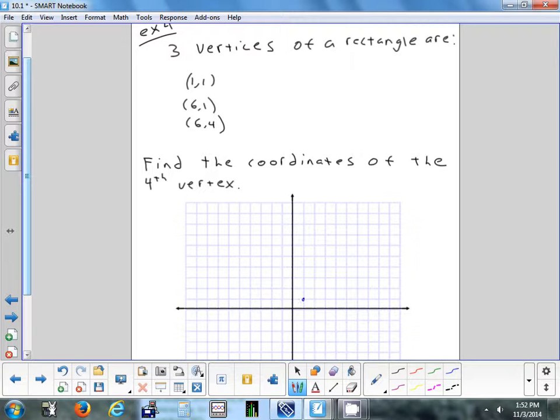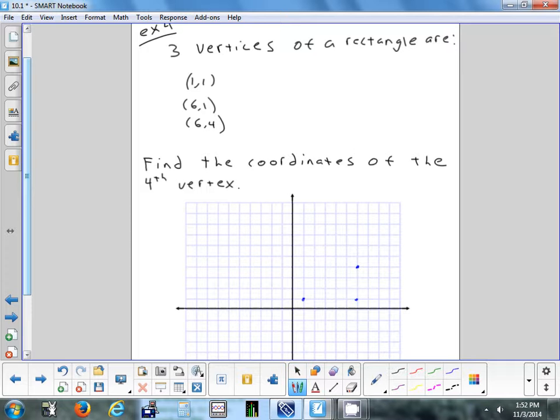Isaiah? Over 1 on 1. Okay, yeah, right 1, up 1. How about the point 6, 1? Over to the right 6, up 1. How about 6, 4? Over 6 up 4. Over which way? Right. Right 6, up 4. So 1, 2, 3, 4.